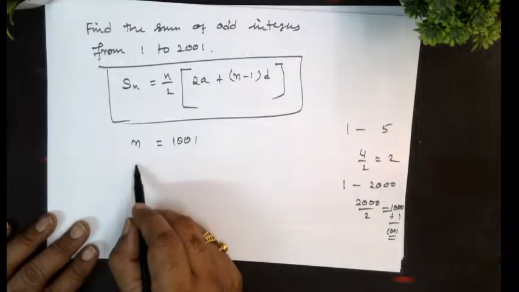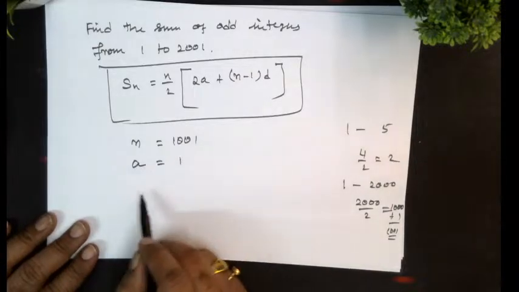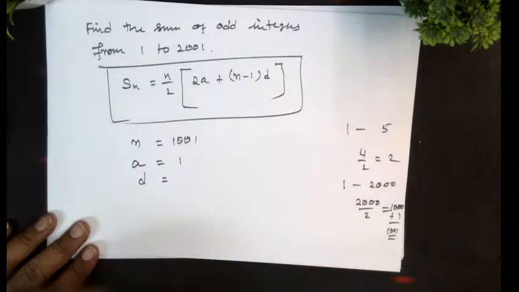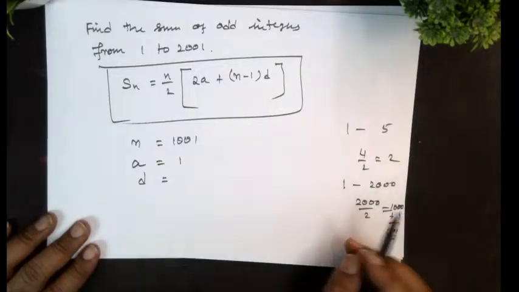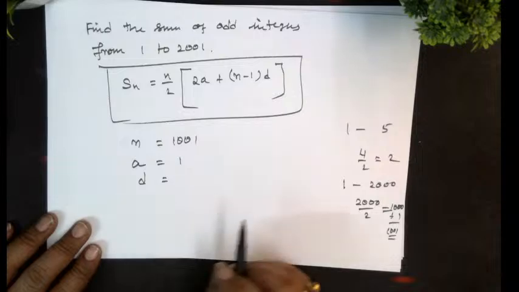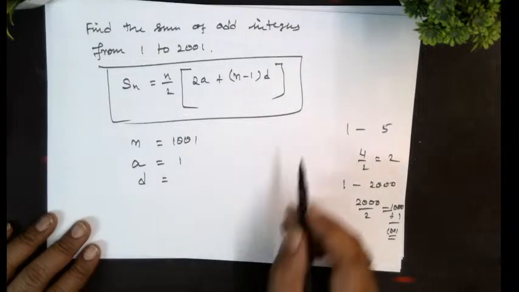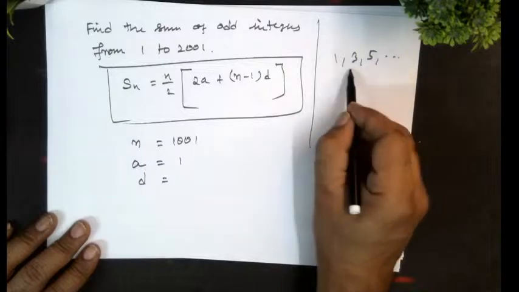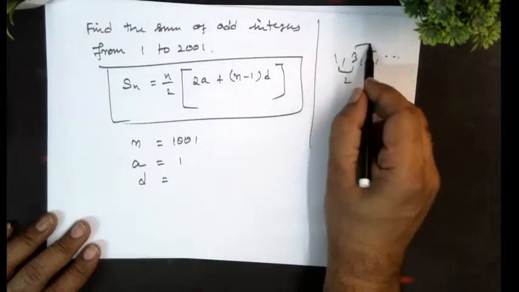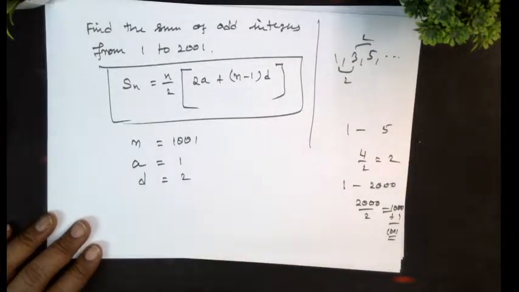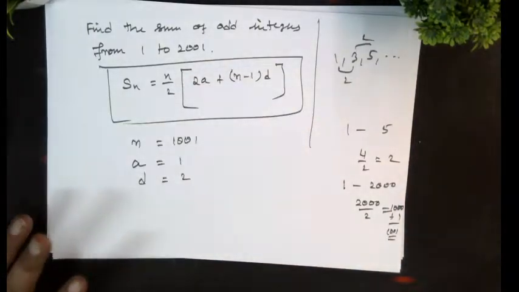And what is a? That is 1. What is the common difference? The common difference between two consecutive odd numbers will be 2. Because 1, 3, 5, odd numbers are nothing but 1, 3, 5, etc. So 3 minus 1 is 2, 5 minus 3 is 2. So the common difference is 2. Can you substitute and get the answer? Try.